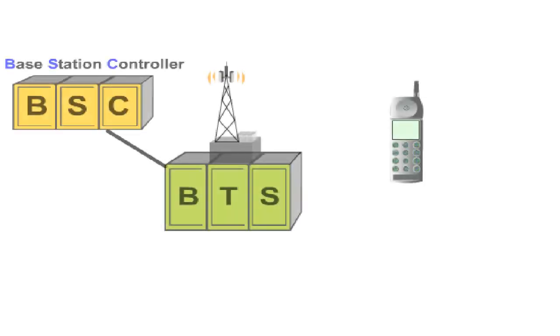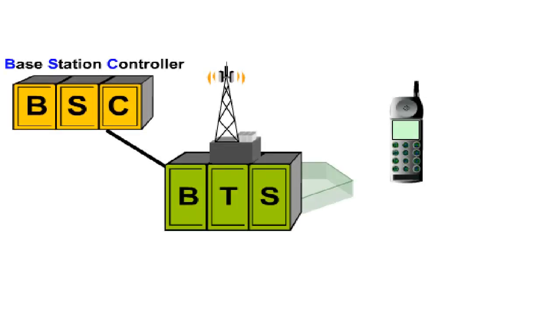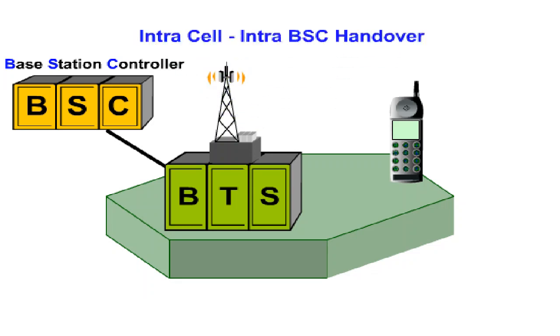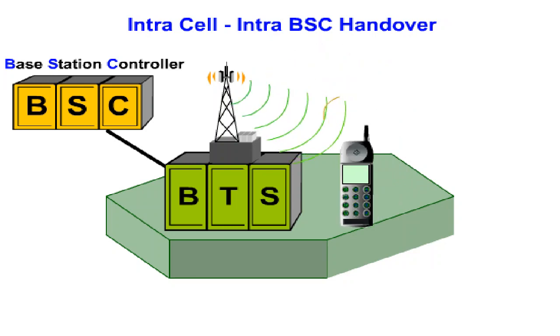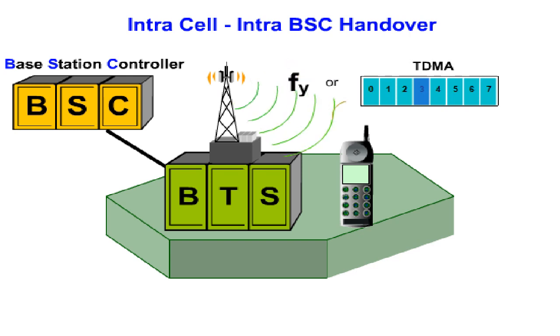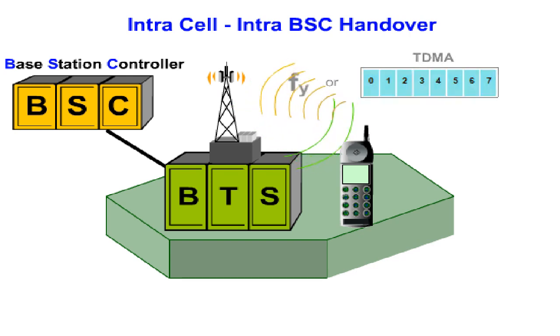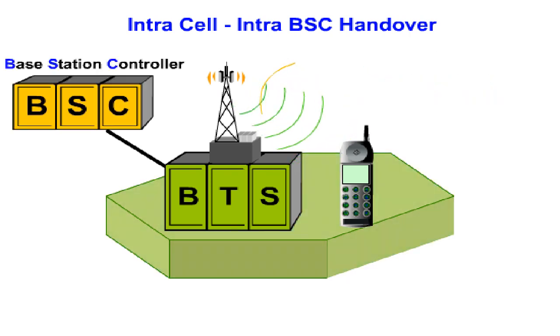The smallest of all handover types is the handover within a cell, the intra-cell, intra-BSC handover. In this case, a subscriber is diverted to a different traffic channel within the same cell. Generally, this channel is generated with a different frequency or time slot. The decision about the handover is made by the BSC that controls the cell.